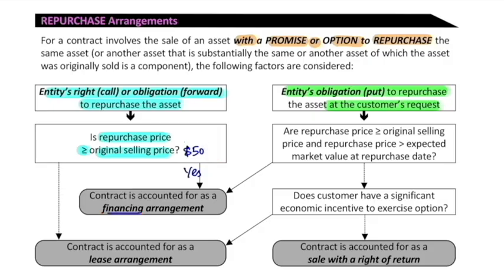If the answer is no, the repurchase price may be equal to $30. Then we have to account for this as a lease arrangement.